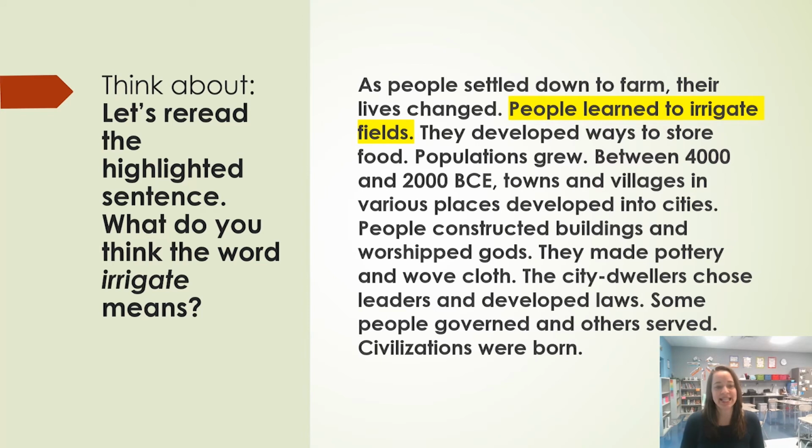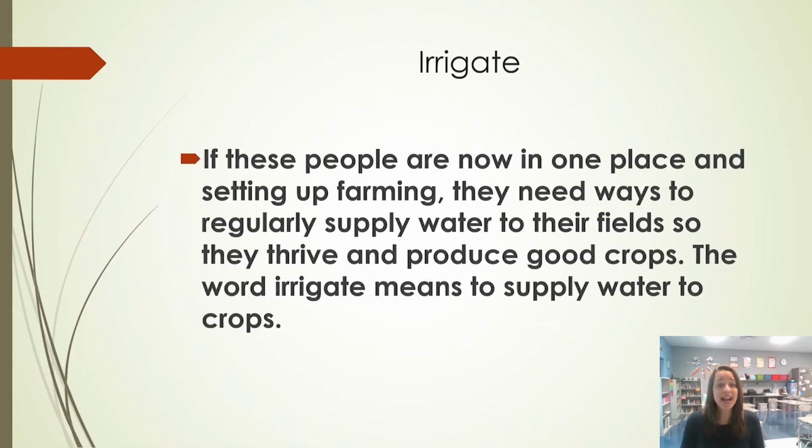Let's reread the highlighted sentence. People learned to irrigate fields. What do you think the word irrigate means? Great. If these people are now in one place and setting up farming, they need ways to regularly supply water to their fields so they thrive and produce good crops. The word irrigate means to supply water to crops.